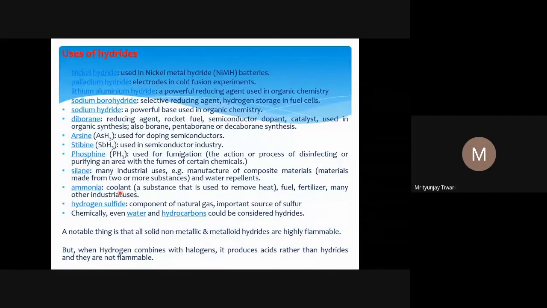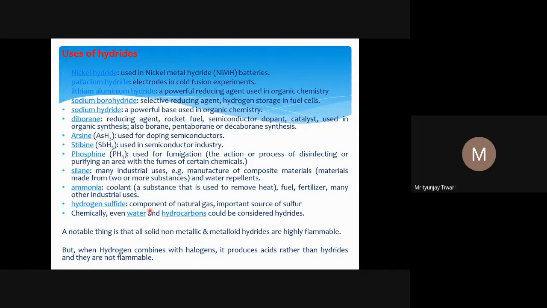Ammonia is used as a coolant. A coolant is a substance that can be used to remove heat. If you use liquid ammonia, it is at a very low temperature, and somewhere during a chemical reaction or even a nuclear reaction, a high amount of heat is being produced. So you can use ammonia there; not only liquid ammonia, even normal ammonia will take that heat and escape from that surface. Ammonia is also used in the formation of fertilizers, can be used as fuel, and has many other industrial applications.